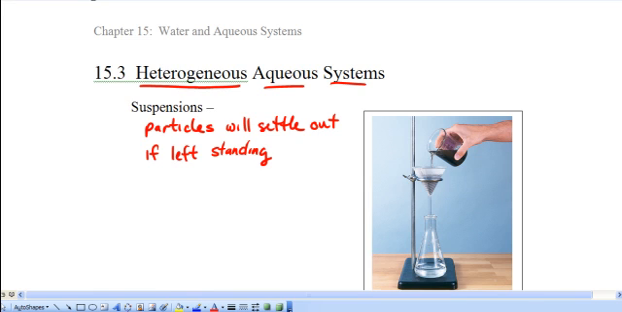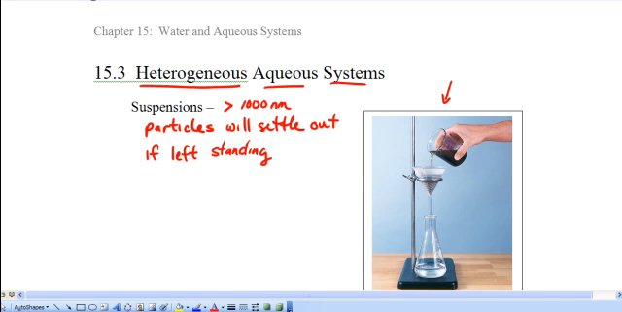Now the particles here are relatively large. They're going to be greater than 1,000 nanometers. Nanometers are billionths of a meter, so these are still incredibly small particles, but compared to the size of atoms and molecules, they're much bigger than that. And so these things are going to settle out if left standing. Now, what you can end up doing is filtering out that suspension, as you can see in the picture off to the right. Something like muddy water would be a suspension.